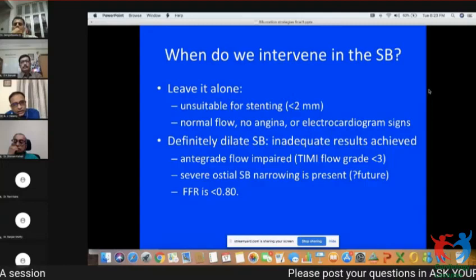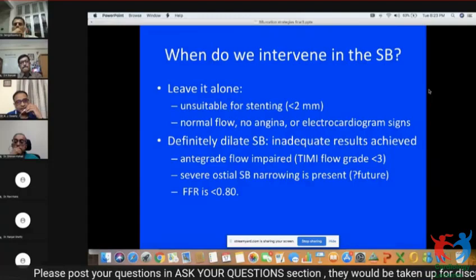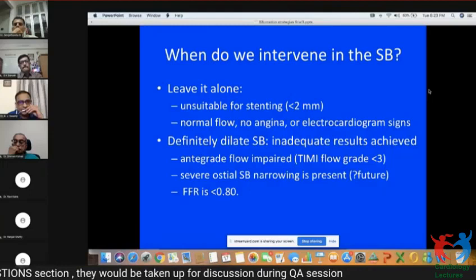An excellent point was made by Admiral Kalra a little while earlier. The timing of the side branch assessment is actually best after having placed the main branch stent, if one does need to do the side branch assessment with FFR.